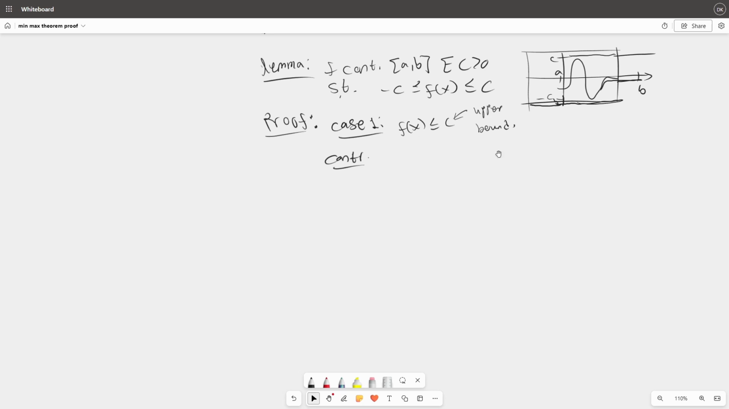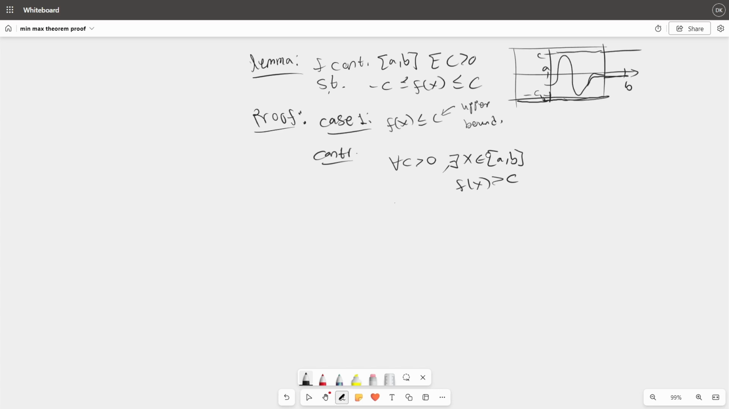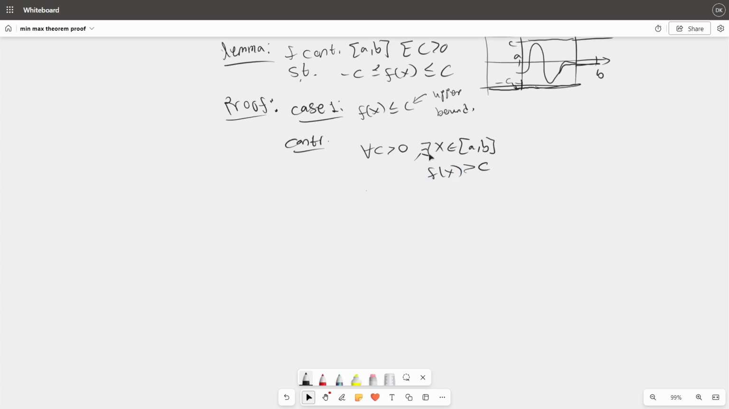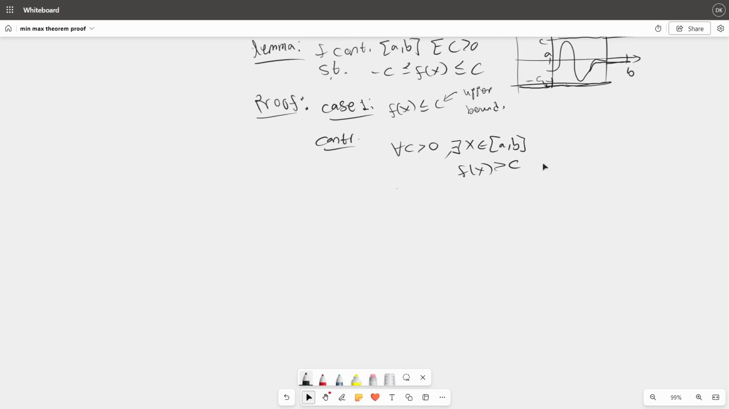Instead of proving that there is an upper bound, we prove that for all c, there exists an x within [a, b] such that f(x) is greater than c. The negation of the upper bound is that for all c, we can choose an x within [a, b] such that f(x) is greater than c. So no matter what c is, we can always find a bigger value. That is the principle. How does this lead to a contradiction?